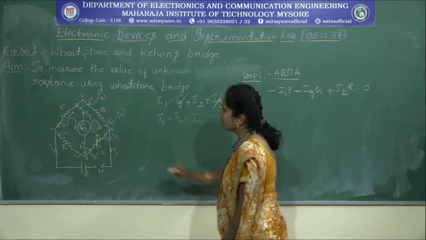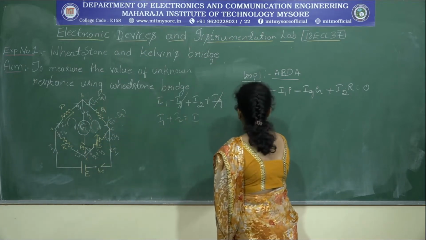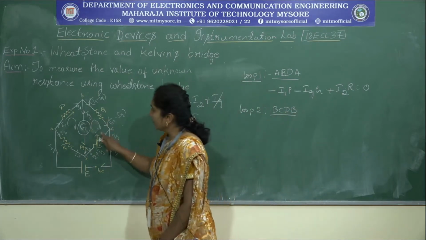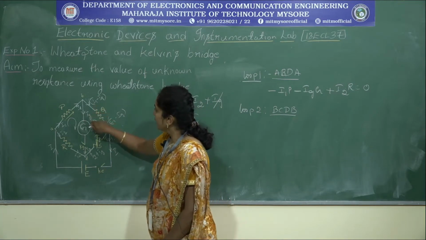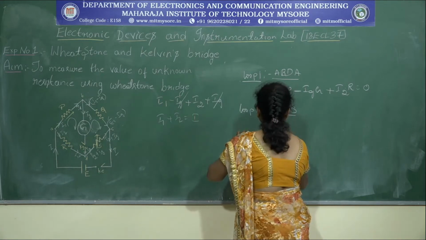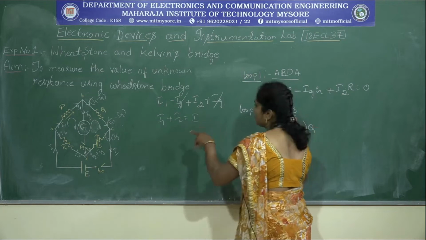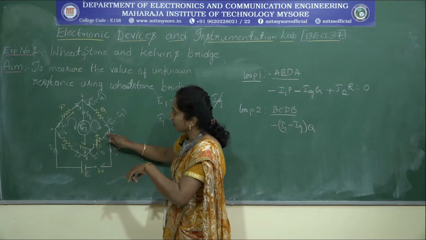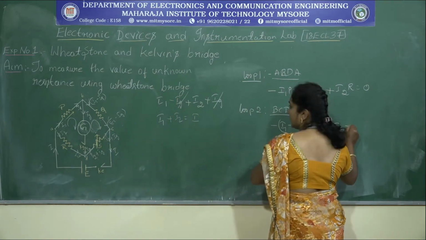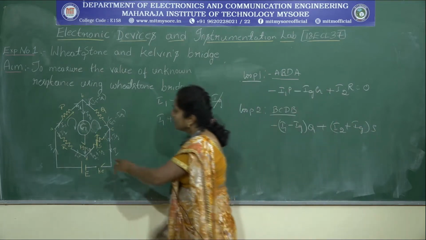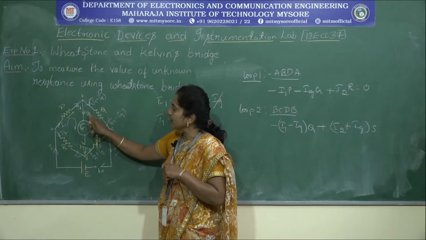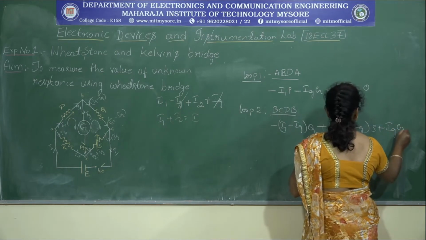Now the second loop, if we apply it, the second loop is B, C, D, B. Loop 2 is equal to B, C, D, B. Taking the equation, this is with the clockwise and the direction is also this side, we have minus I1 minus Ig into Q. Next, with the clockwise but the direction opposite, we have plus sign I2 plus Ig into S. Now the current is in this opposite direction, but this is the clockwise, so we have plus sign Ig into G.